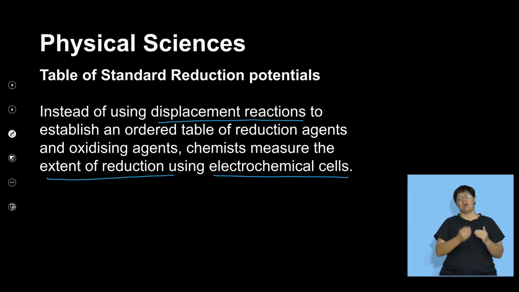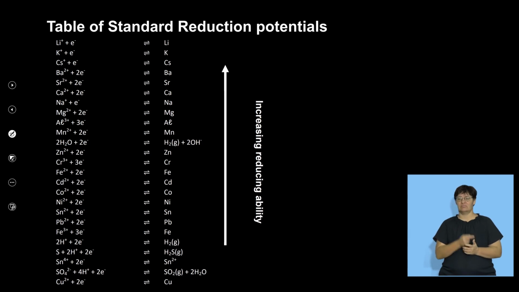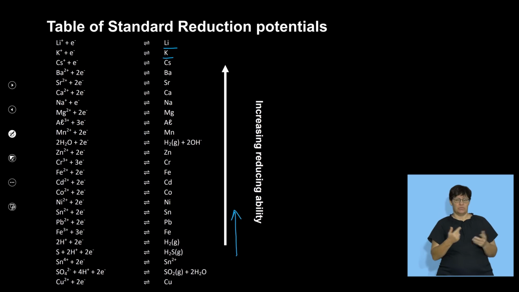Right. So this is the table of the standard reduction potentials of different substances. If you look at the arrow on the right-hand side, it says increasing reducing ability. So what are we saying? We are saying that lithium is a stronger reducing agent compared to, for argument's sake, potassium. So we are saying that lithium can displace potassium in that order. This is the different substances listed in a series in terms of their reducing or oxidizing ability.